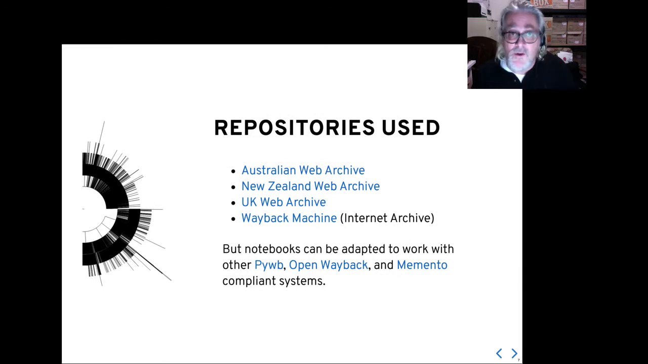The repositories used within the Web Archives section are, of course, the repositories of the partners that I worked with in developing the notebooks: the Australian Web Archive, the New Zealand Web Archive, and the UK Web Archive. But I threw in the Wayback Machine and the Internet Archive as well. Now, the notebooks are focused on these repositories, and they all have a little line which says which repositories they work with. But because web archives tend to use the same sets of software and support things like the Memento protocol, it means that most of the notebooks can be fairly easily adapted to work with other web archives systems.